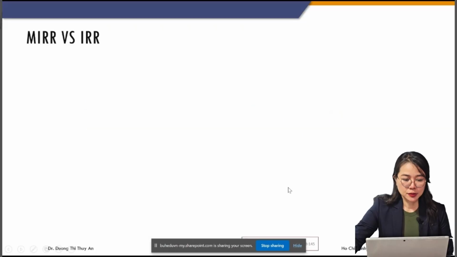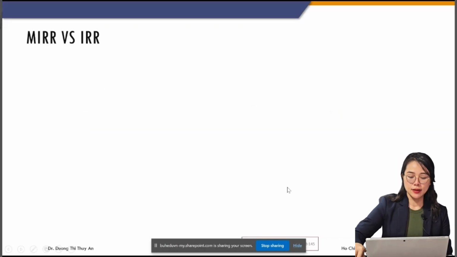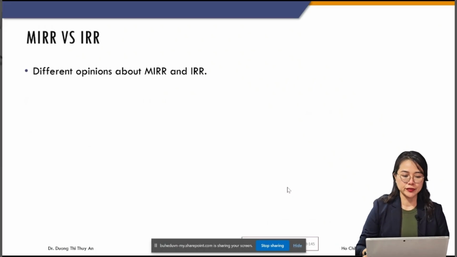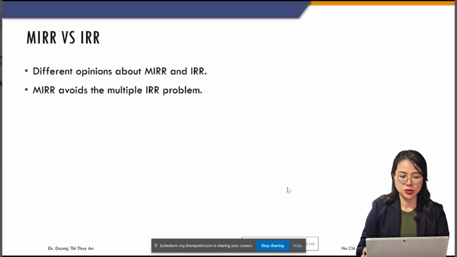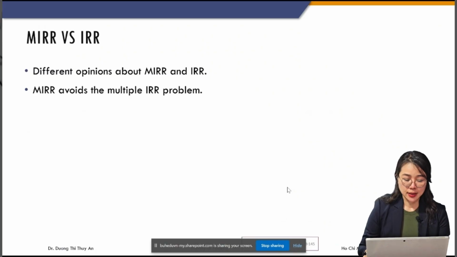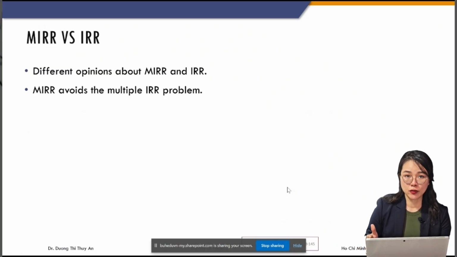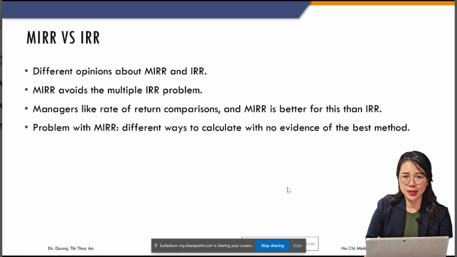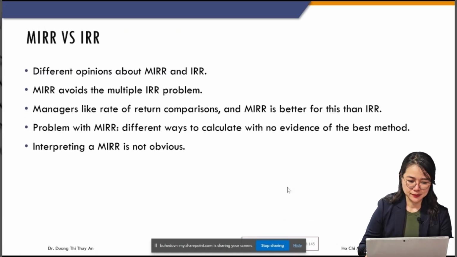Yeah, so this is MIRR versus IRR. There are different opinions about the two criteria. MIRR helps us to avoid the IRR problem. However, there is less scientific evidence for MIRR. I mean, in the way we calculate MIRR, there's no evidence which one is the best method.